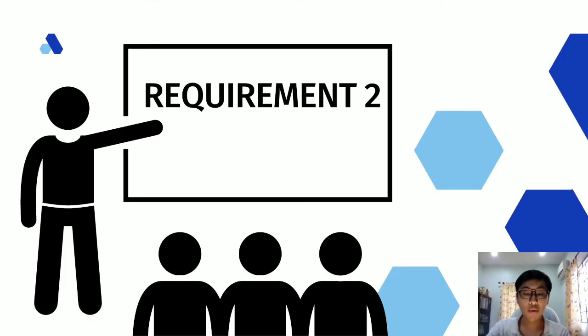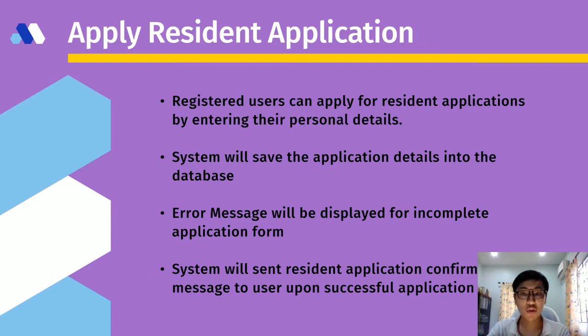Thank you. Therefore, I will present my second requirement for this problem-based learning, which is apply resident application. Registered users can apply for resident applications by entering their personal details. The system will save the application details into the database. An error message will be displayed for incomplete application form. And finally, the system will send a resident application confirmation message to users upon successful application.